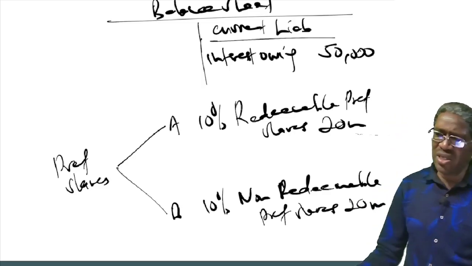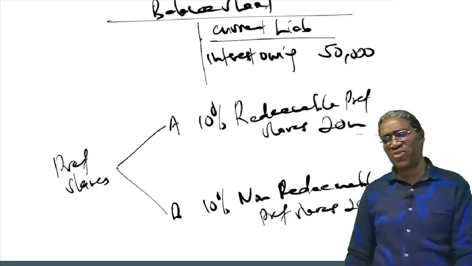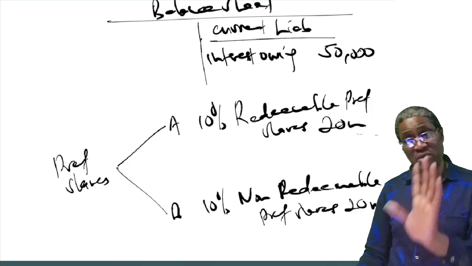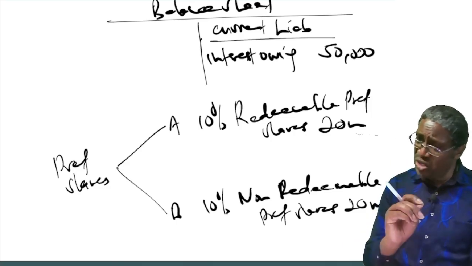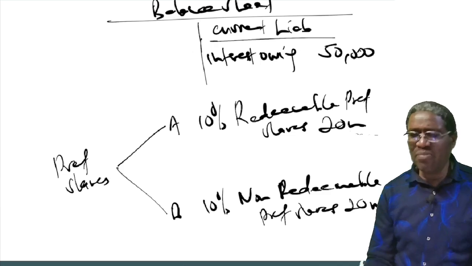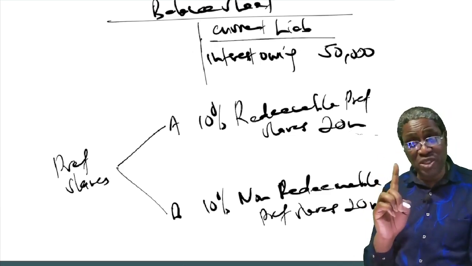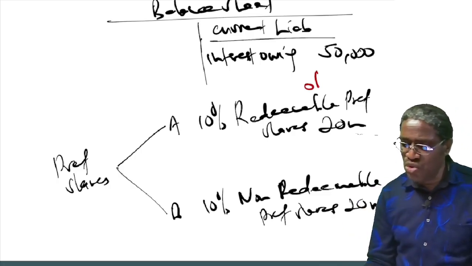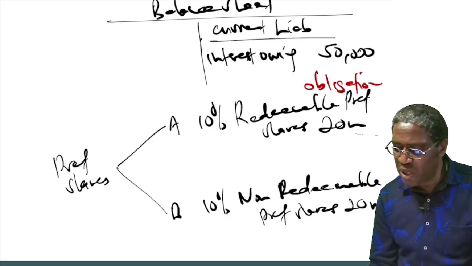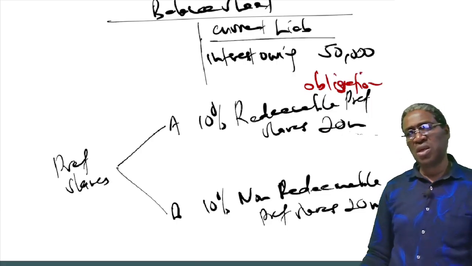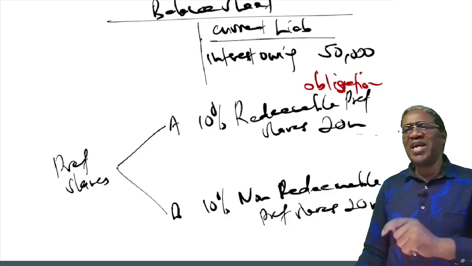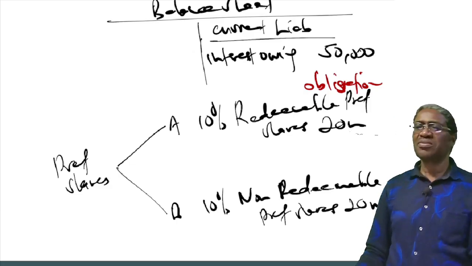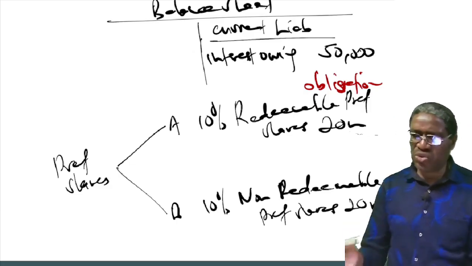But for company B, when they were issuing the non-redeemable preference share, they were not required to pay back the 20 million. So in other words, we concluded, you as company A, the moment you issued your redeemable preference share, that automatically means you have an obligation to pay back the 20 million. But for company B, we said they have no obligation to pay back the 20 million. Good.